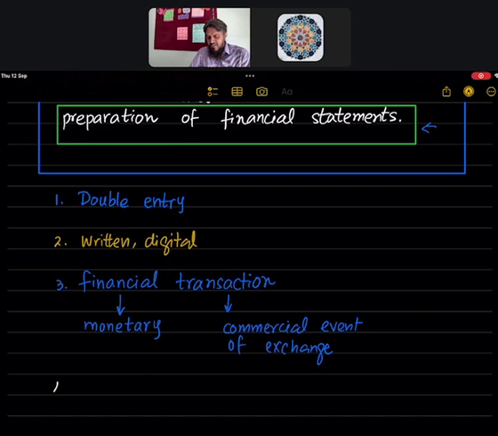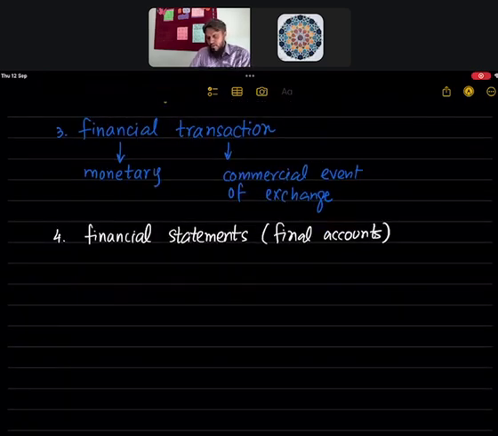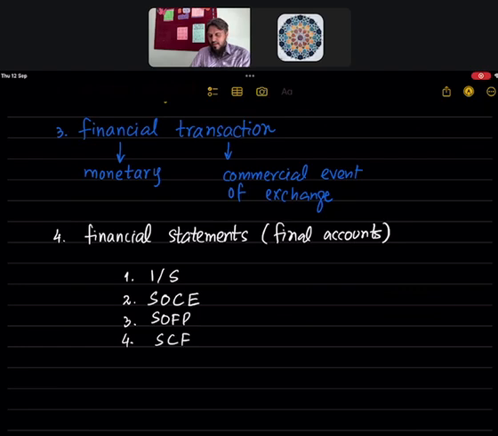So, there are 5 financial statements that you need to prepare. We also call them final accounts. There are 5 of them. Number 1, income statement. I'm using the abbreviations to keep this video short. And second, statement of changes in equity. Third, statement of financial position. Fourth, statement of cash flows. And the fifth are the notes and disclosures about the previous 4 statements.